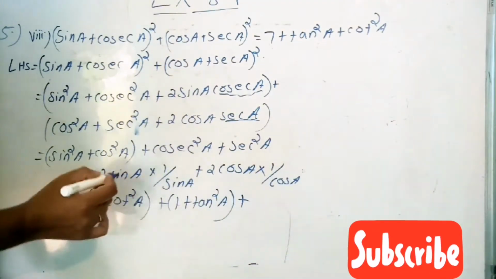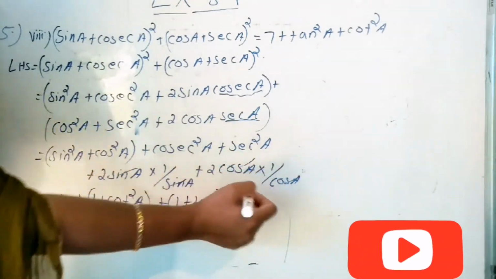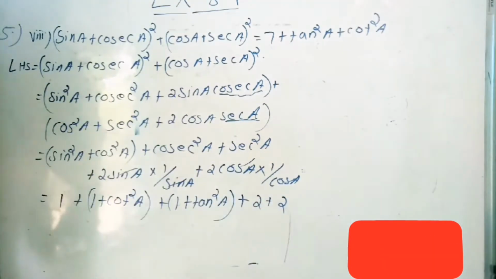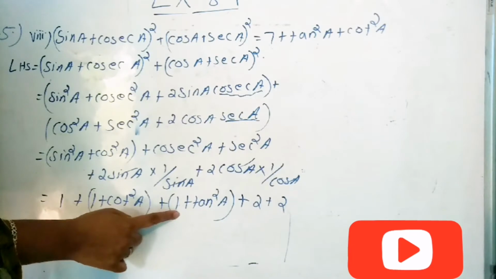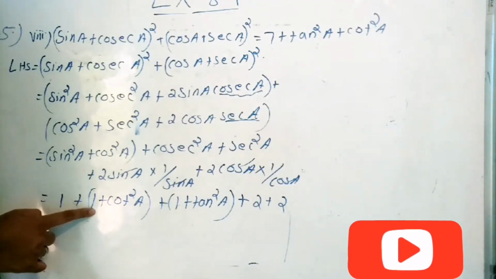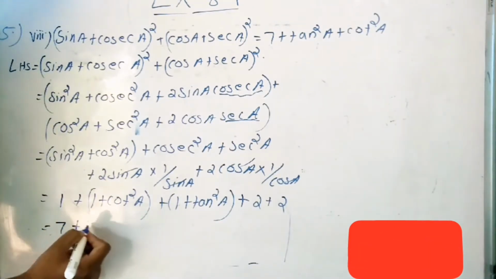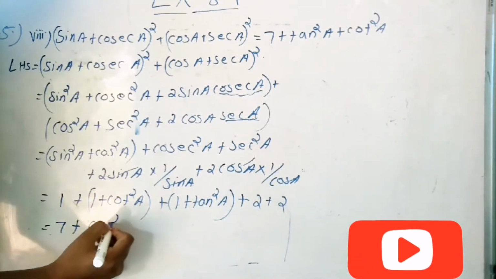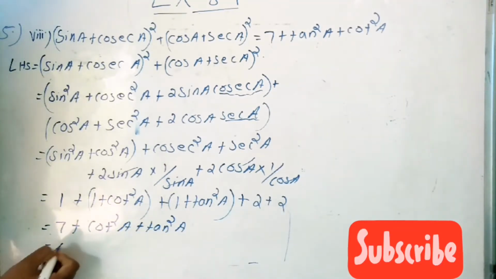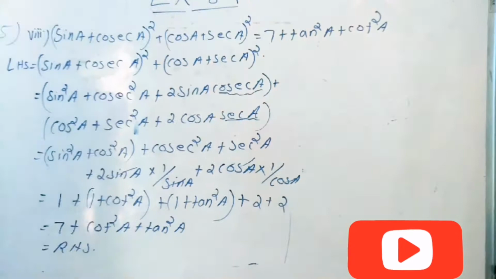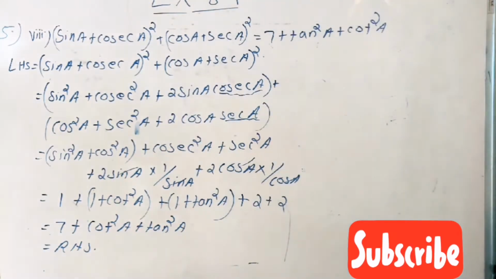Sin A gets cancelled, then we will have 2. Cos A gets cancelled, and we will have 2. Now 2 plus 2 is 4, 4 plus 1 is 5, 5 plus 1 is 6, 6 plus 1 is 7, plus cot square A plus tan square A. This is our RHS. So we got LHS is equal to RHS, hence we proved.